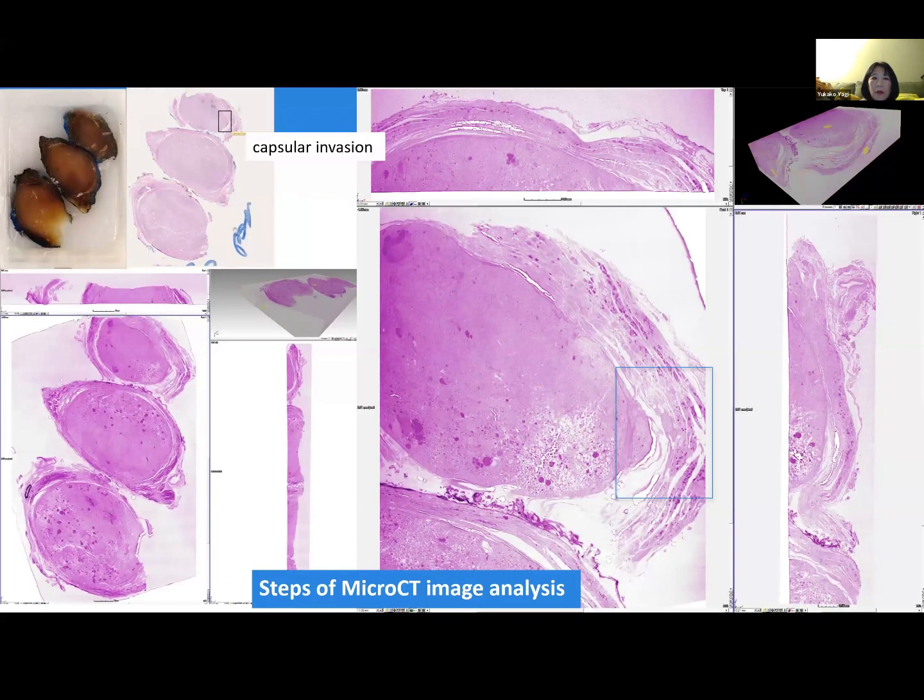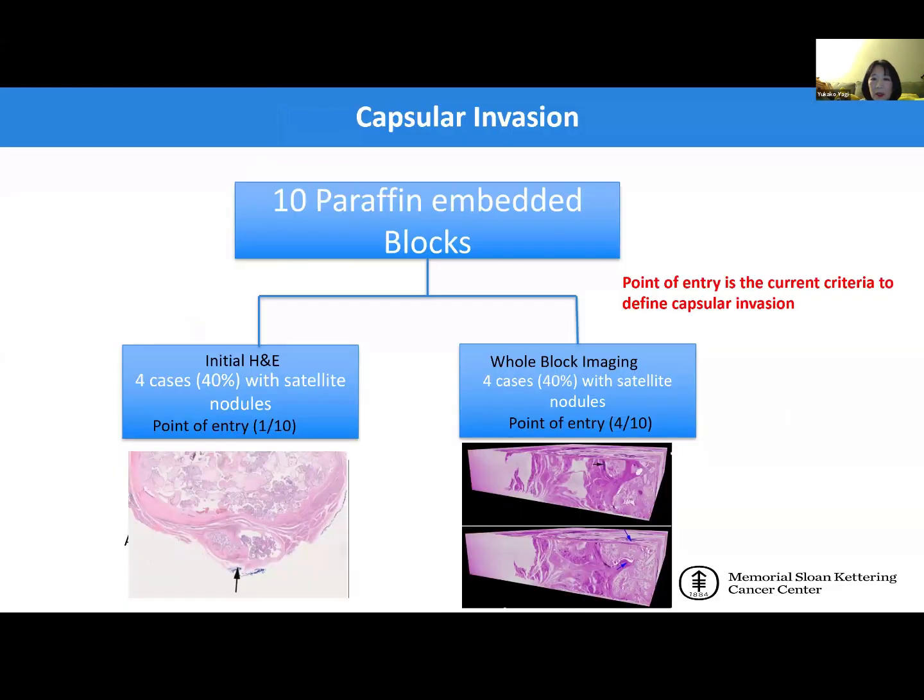So how do we look at whole block imaging or whole tissue imaging? Usually we start from low power, similar to whole slide imaging. Then we can select the area and zoom, and you can see the depth and the 3D imaging.